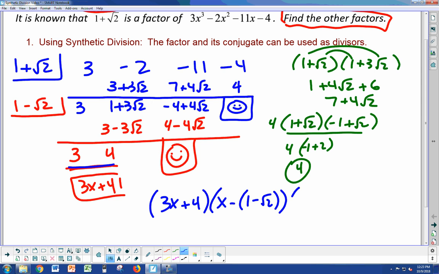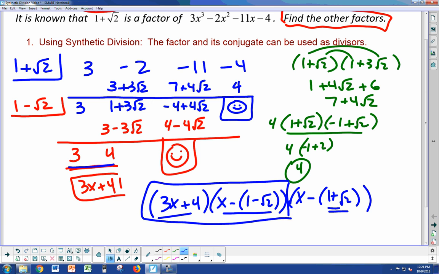And the first one, the original one, was x minus 1 plus root 2. So these were all of the factors now. So here are the two we were looking for, because the one that was given was this guy right over here. I'm going to just box that. You could actually distribute if you wanted to, but there's no need to do that.